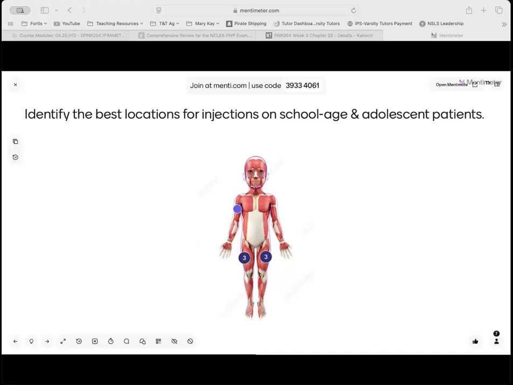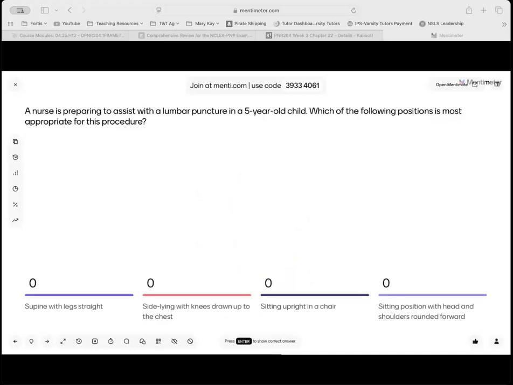Great job, guys. So we're looking at some situations here. We're getting ready to do a lumbar puncture in a 5-year-old. How are we going to position that patient? What is the best way to position them for that lumbar puncture?